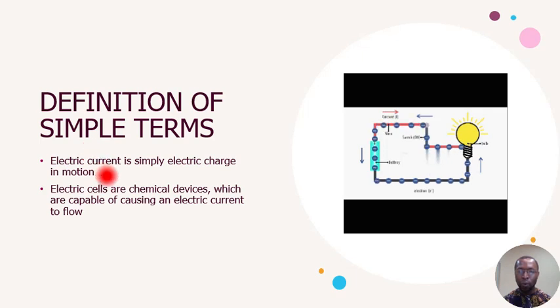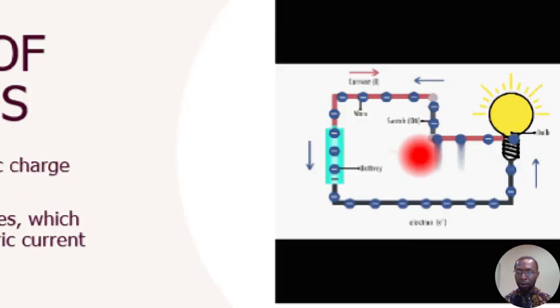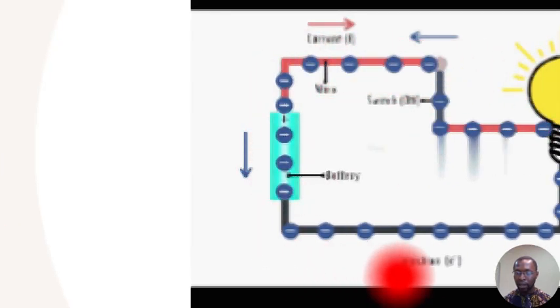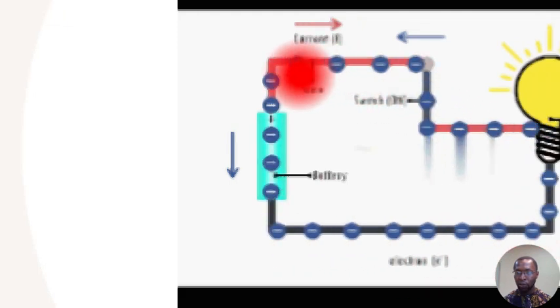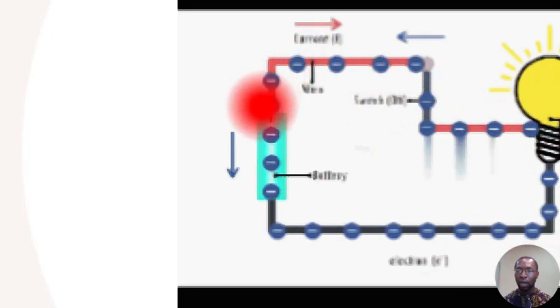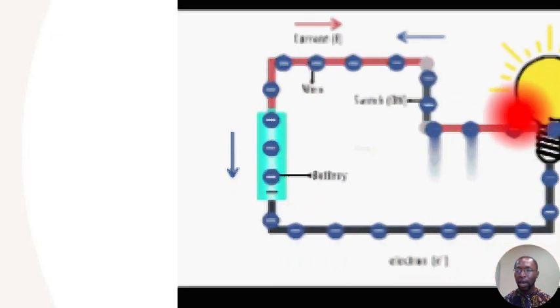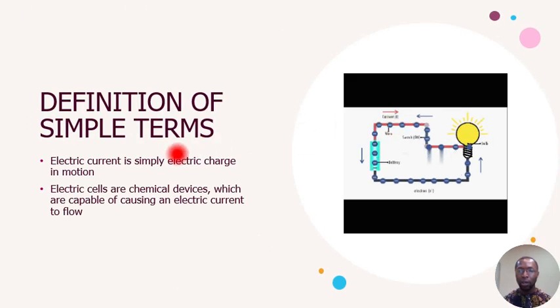Firstly, we need to consider what an electric current is. Okay? I would like to take a look at this diagram here. Look at the diagram. You can see the movement of these negative signs. These negative signs are called electrons, okay, or charge. Now, the movement of charge is called electric current. Whenever charges are moving, then you say electric current is taking place. All right, so that is what electric current is about. It's simply the movement of charge or electric charge in motion.